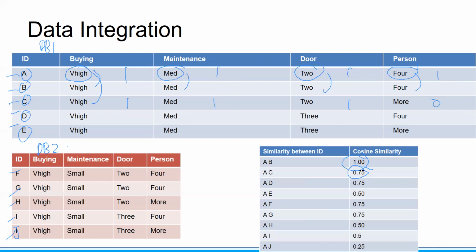For example, A and J. This is very high, this is very high, this is medium, and this is small. This is 2, this is 3, this is 4, and this is more. Then it's different. There is only 1 among 4 that matches. So we can use this cosine similarity as well to measure.